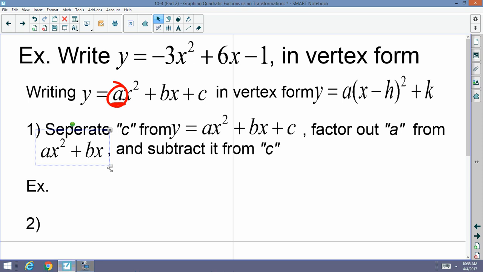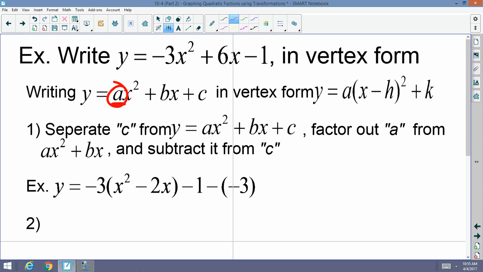So what is Mr. Morrow saying? I separated these terms, that's why the c is isolated, right? But then I took out a negative 3. When I factor out a negative 3, negative 3 divided by negative 3 is x squared, and then 6 divided by negative 3 is negative 2x. Are you with me here? Now, this a that I pulled out, I have to subtract it from c as well.